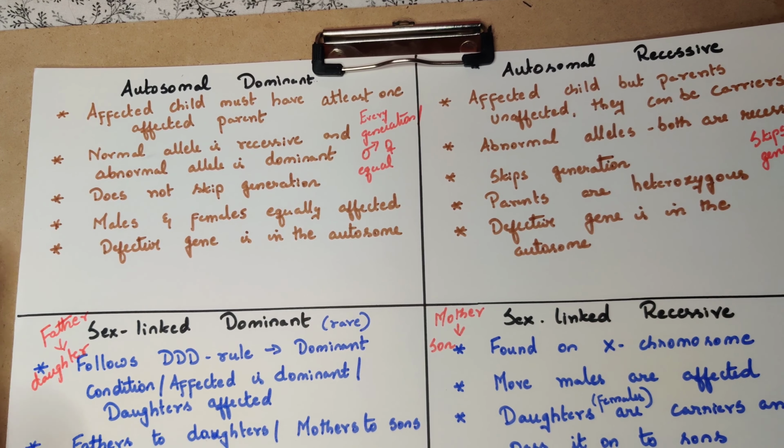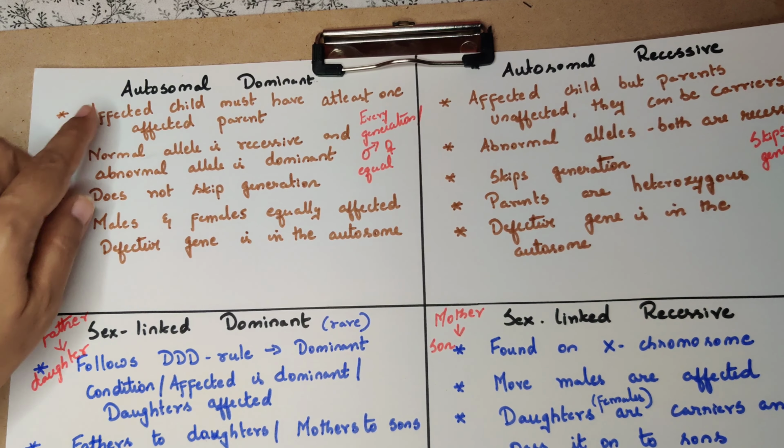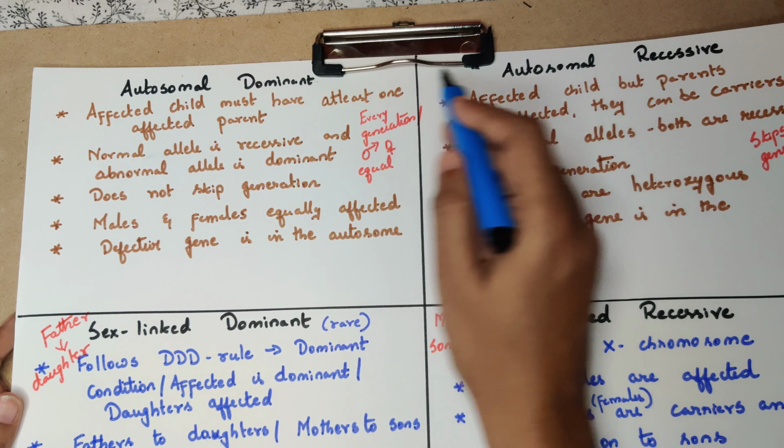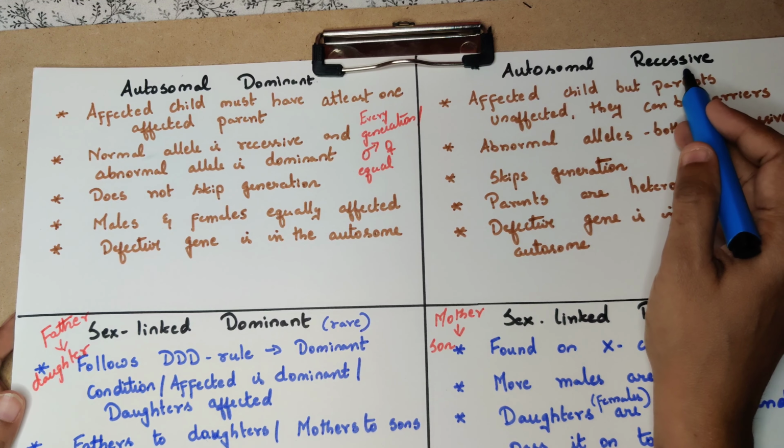So let's come to the final, important part of pedigree analysis. How are we going to identify? These are the basic rules that we should be applying when we are solving a pedigree. These are the 4 types of inheritance: autosomal dominant, autosomal recessive, that is present in the body chromosome.